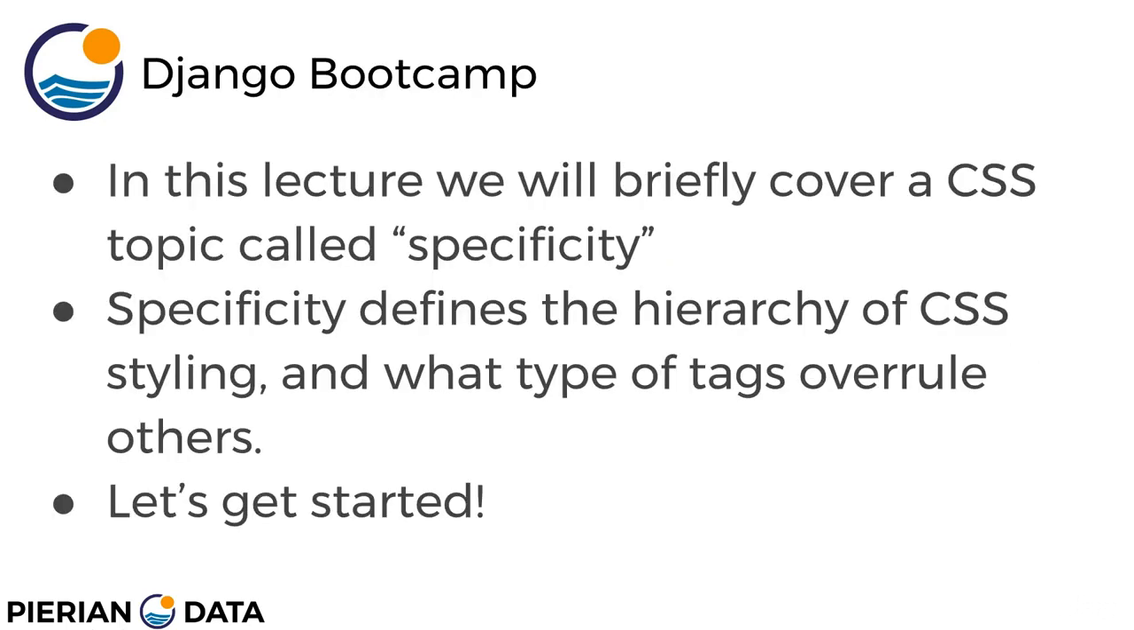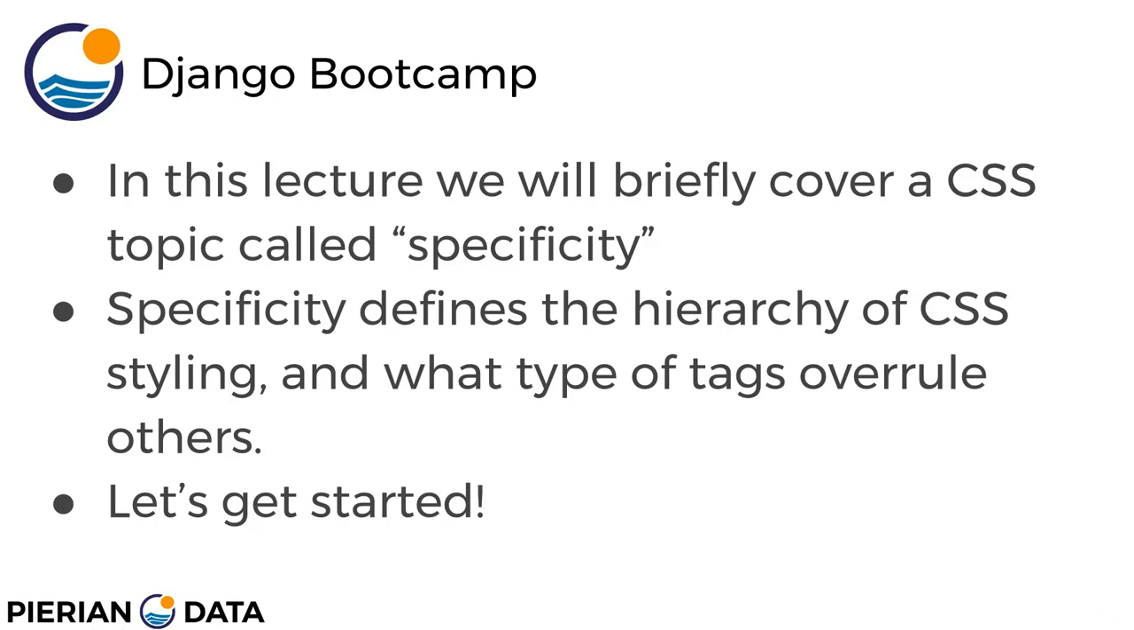In this lecture, we'll briefly cover a CSS topic known as specificity. Specificity defines the hierarchy of CSS styling and what type of tags overrule others. We've actually already briefly seen this when we were using the asterisk tag, and we saw how even though we use the asterisk tag in an attempt to cover all the tags in an HTML document, tags that had an ID call on them were able to maintain their styling. We're going to cover the hierarchy of this in this lecture.